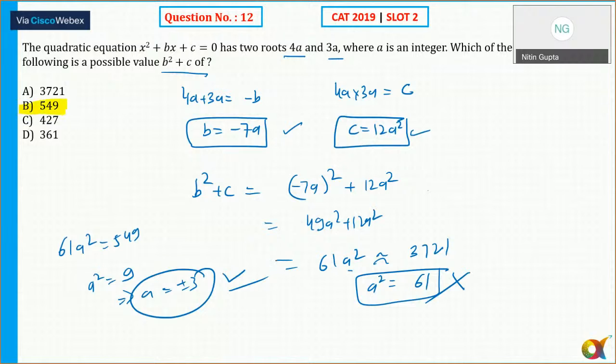So you could have done this question with the help of options. You all could have done this with the help of options. Any doubts to anyone now? Okay, guys, so let's move to the next slide.